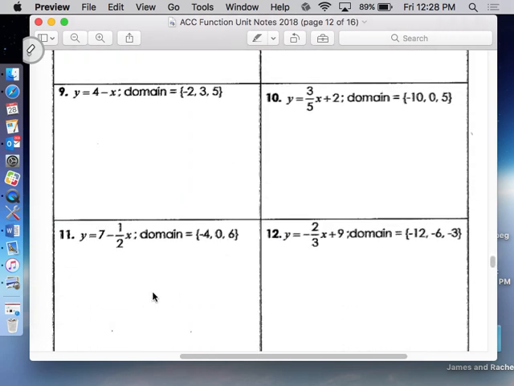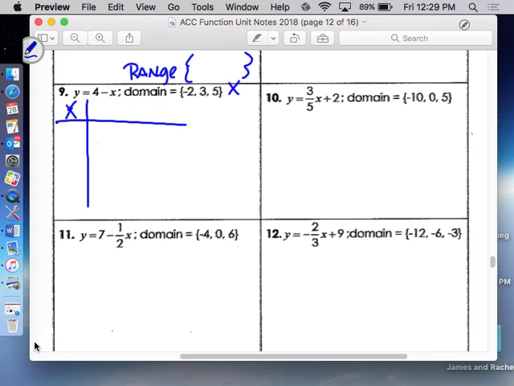Let's move now to numbers 9 and 10. So here it's presented a little differently. They're providing a domain set, which means they're providing x values. My job is to find the range set, which means that I'm just simply going to find the set of y values to go with each x. And I think that the easiest way to do this is to set up a little table. So I've got my x values, the machine or the function is going to be 4 minus x, and then what comes out is going to be my value of y.